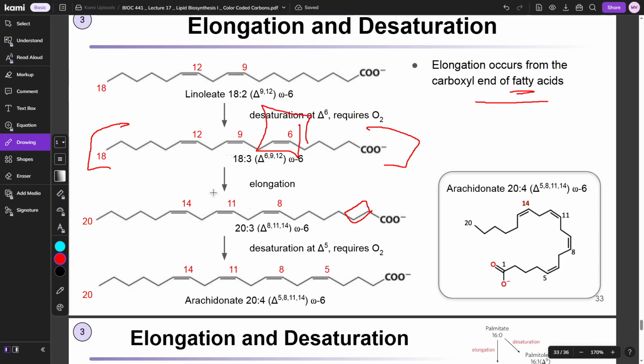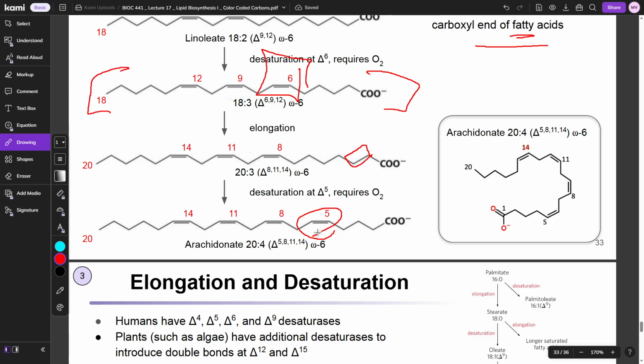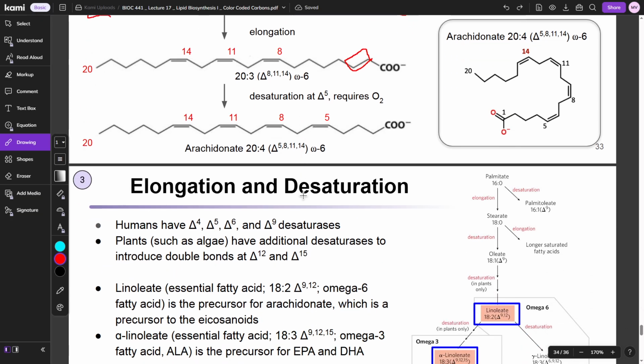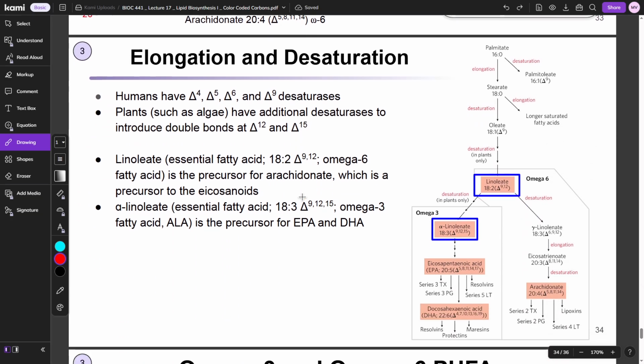If you want to desaturate at 5, you can do the same thing. You desaturate at 5, and if you add another 2 carbons, these will shift up to 7, this will go up to 10, this will go to 13, and this will go to 16. That's the kind of thing you should keep in mind, and this is something I would memorize. Humans have 4, 5, 6, and 9. Plants have additional ones, which are 12 and 15.